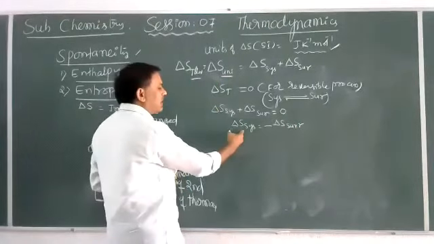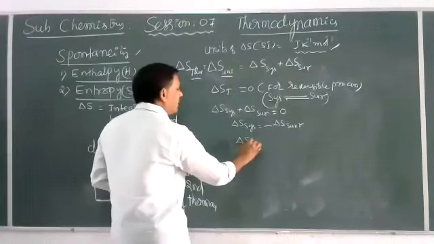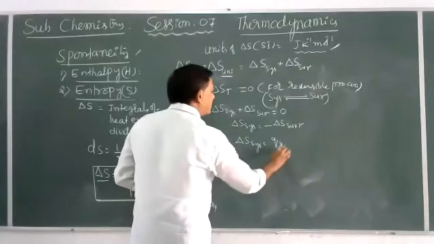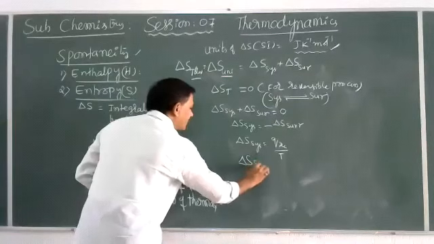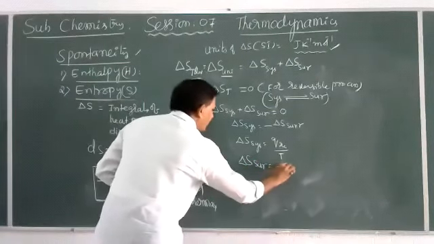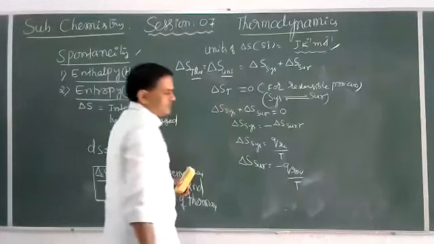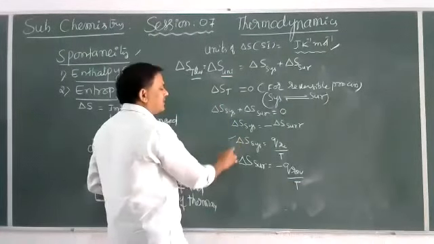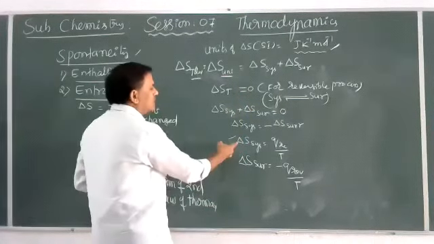We know delta S system is equal to Q reversible divided by T. Delta S surroundings is equal to minus Q reversible by T. This is because of the minus sign. Now, if we consider the system for a reversible process, we can take this value.